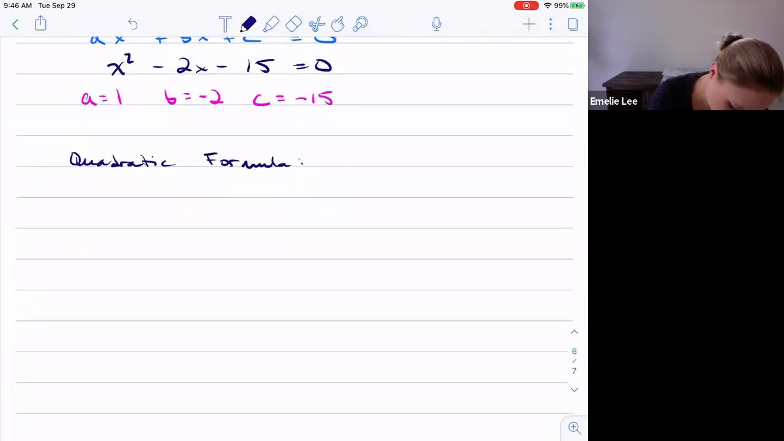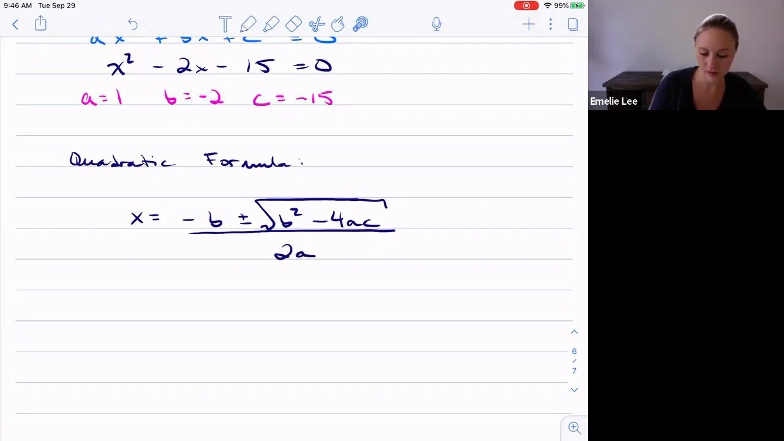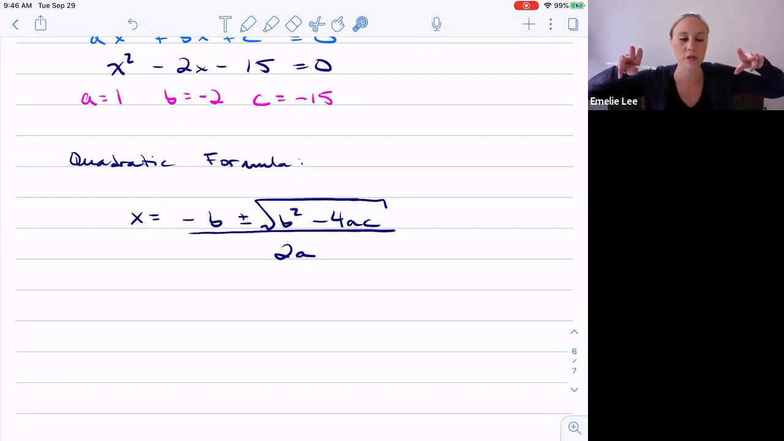The quadratic formula looks like x equals negative b plus or minus the square root of b squared minus 4ac all over 2a. The plus or minus says that, okay, for one of these solutions, you're going to do negative b plus the square root over 2a. And then for the second solution, you're going to do negative b minus the square root over 2a. So you'll get two solutions.